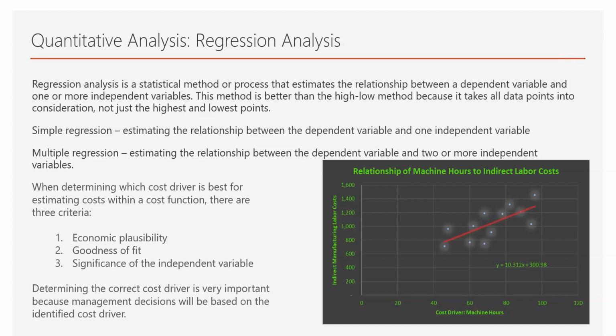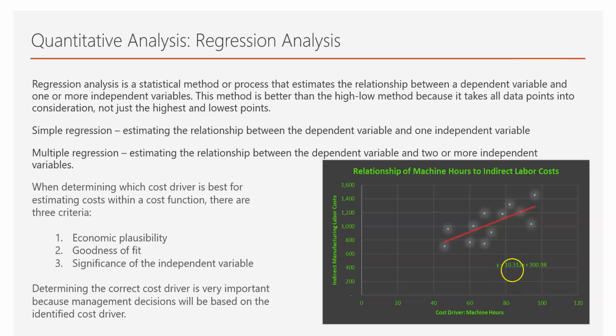So when we're trying to determine which cost driver is best for estimating costs within a cost function, there's going to be 3 criteria we want to meet. The first one is economic plausibility. Does it make sense? Another thing is goodness of fit.